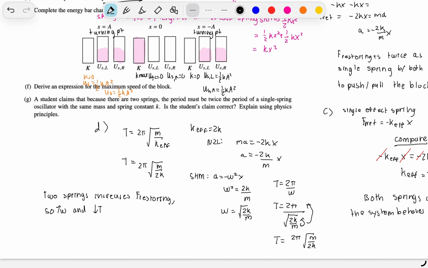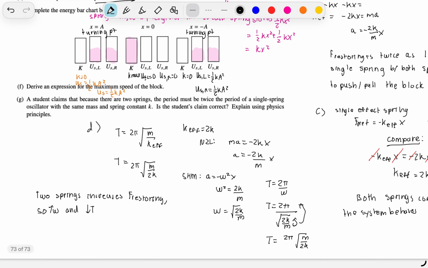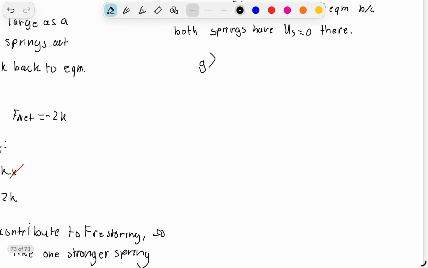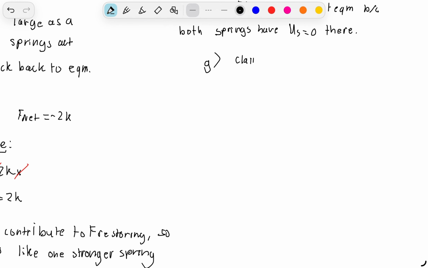The student claims that with 2 springs, the period must be twice the period of a single spring oscillator with the same mass and spring constant k. Is the student's claim right? So the claim was this is wrong.